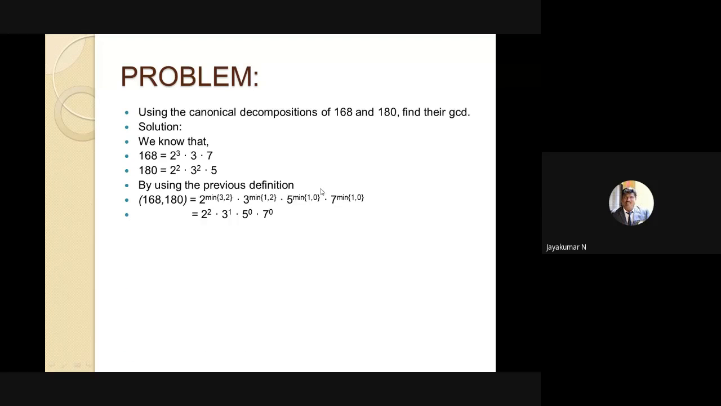So what do you get? 2 power 2, 3 power 1, 5 power 0, 7 power 0. Finally, my GCD is 4 into 3 into 1 into 1, that is 12. The GCD of 168 and 180 is 12. By using the canonical form, easily you can find the GCD, but for larger numbers, this is a lengthy form.